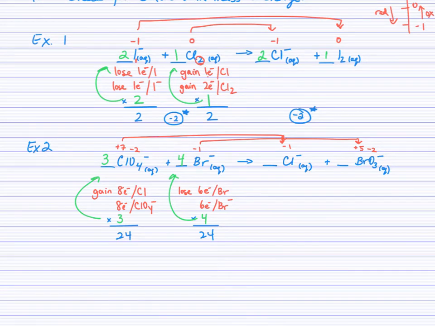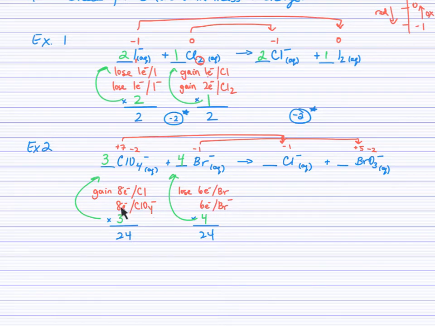Okay, so that turned into +7 becoming -1. And so that's a gain of 8 electrons, 8 places on a number line. That's per chlorine, and because there's only 1 chlorine, that's 8 electrons per perchlorate ion. For the bromine here, the oxidation number changes from -1 to +5. That's actually 6 units on a number line. So we have a loss of 6 electrons per bromine, which again, because of the subscript of 1, is 6 electrons per bromide ion.